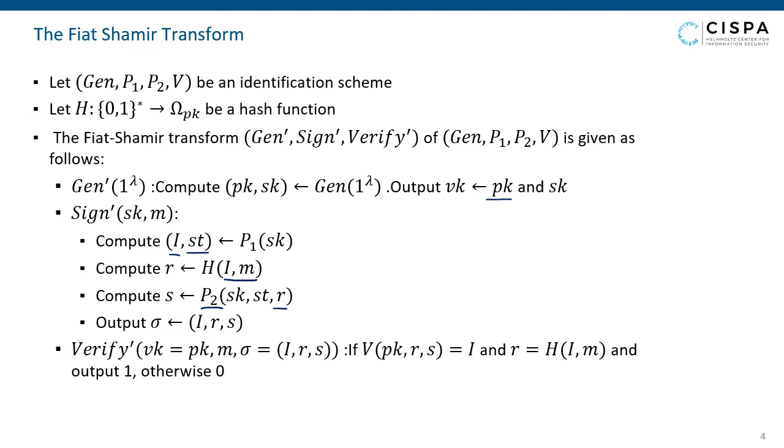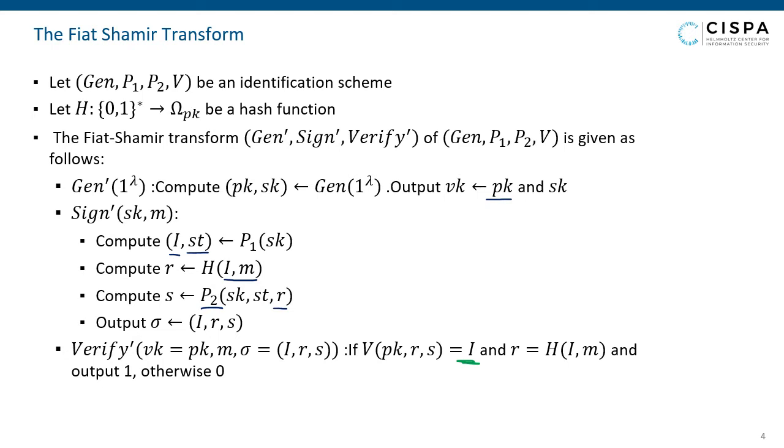To this protocol, there is a small improvement, really just a tiny improvement. Note that I can be computed from PK, R, and S. So instead of running this check that V of PK, R, and S equals I, we just compute I this way, right?